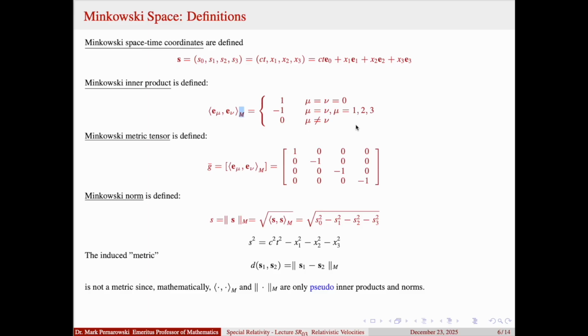Well, if you're a mathematician and you look at this definition, this is just wrong. What's wrong about it? Well, you can't have an inner product of a vector with itself being negative. So technically, in math, this is called a pseudo inner product. But when you look at relativity literature, they make you believe that it's actually an inner product. It's not.